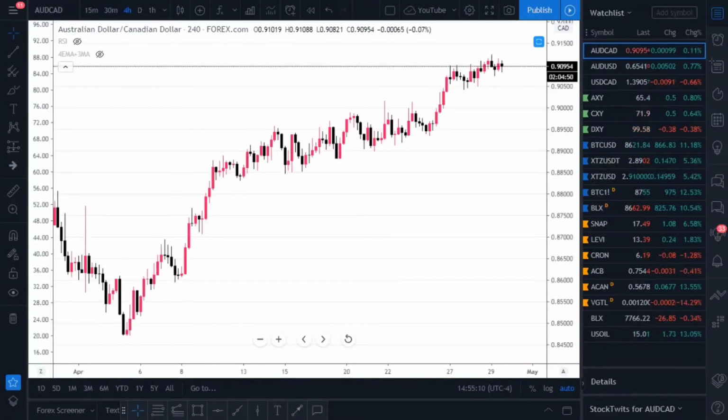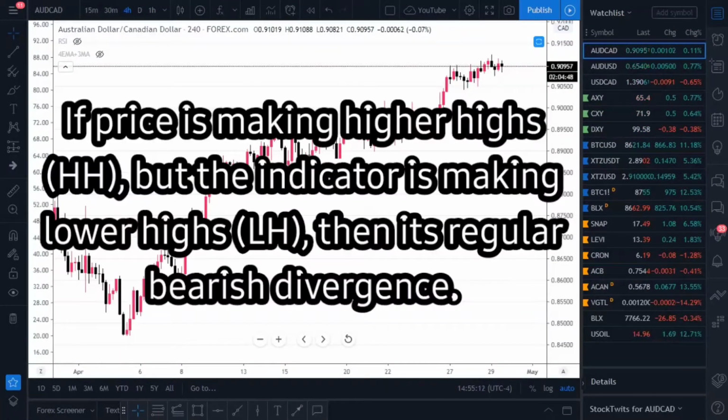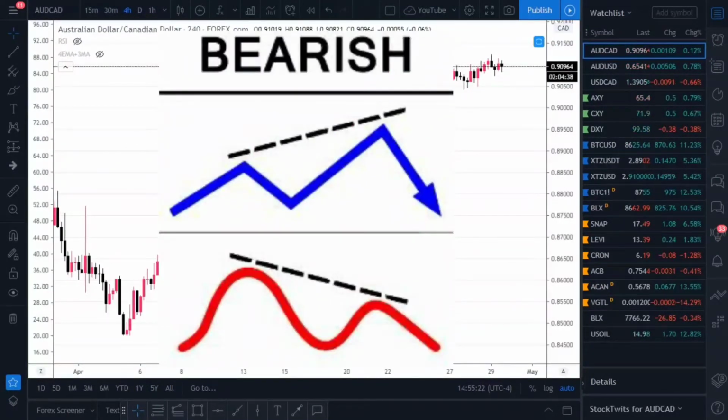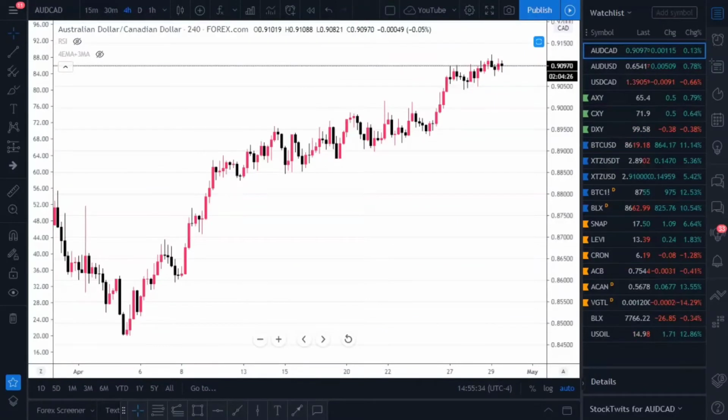Now, on the opposite end of things, if price is making higher highs, but the indicator is making lower highs, then it's regular bearish divergence. It does this in an uptrend. Now, after price makes that second high, if the indicator makes a lower high, then you can probably expect price to reverse and drop. So you're looking for an area where price will change direction.